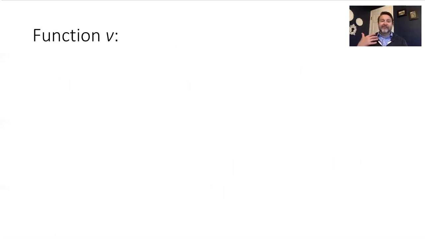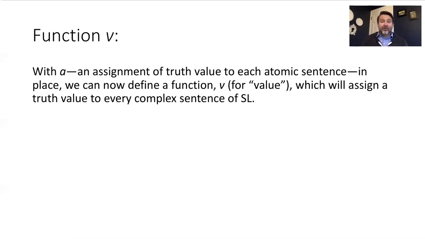And so the idea is that function V, V for value here, is going to be a function that moves from A, an assignment of truth values to each atomic sentence, to a truth value for every complex sentence of SL, right? So supposing we know what the truth values of atomic sentences are, then we can use function V to move from those things to discover every possible true sentence in our world.